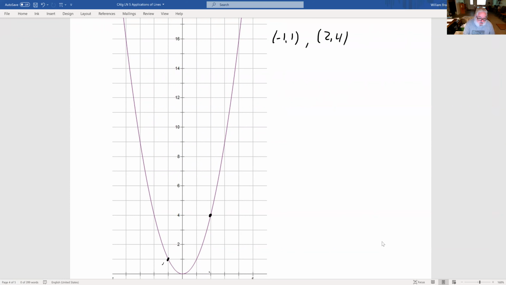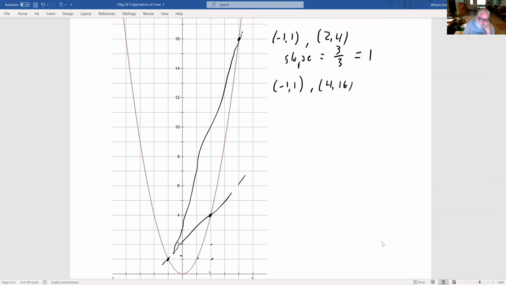So what's the slope of that line? We pick 2 points on the parabola. We can draw a line connecting them, and the slope you can see is 3 units right and 3 units up. So 3/3 equals 1. We look at minus 1, 1 and 4, 16. So if I take 2 points on the parabola and I draw the line that connects these two, it's a very different slope.